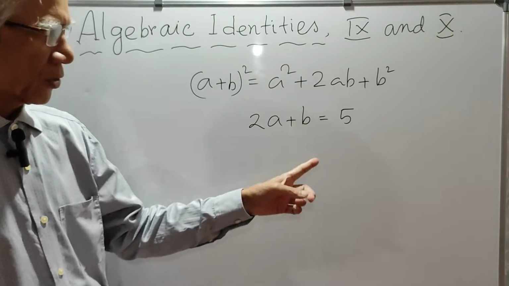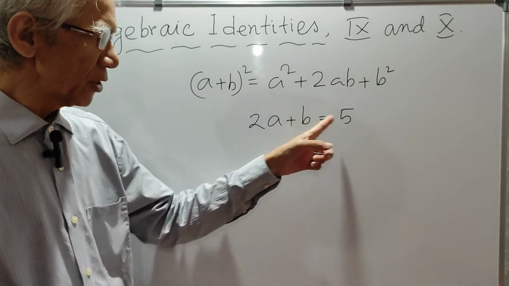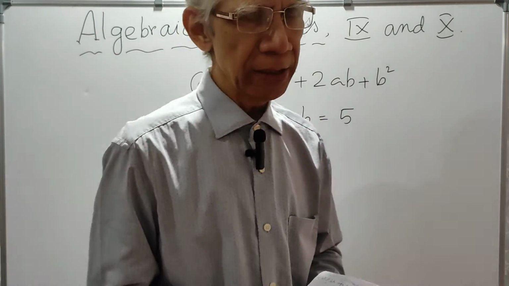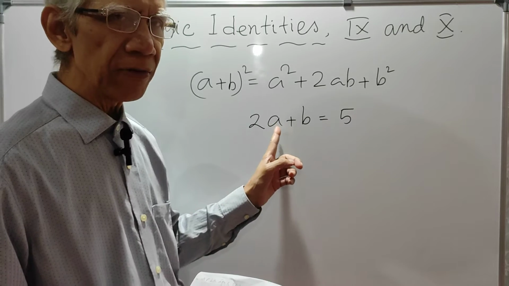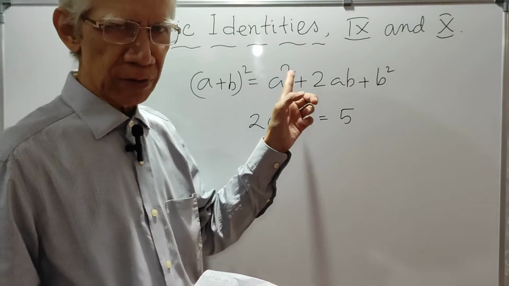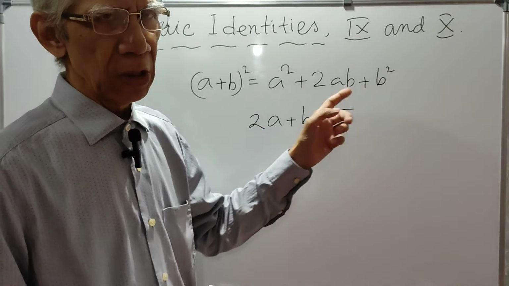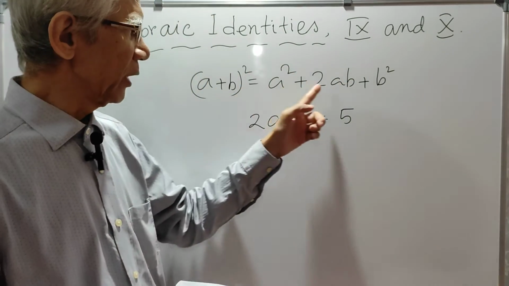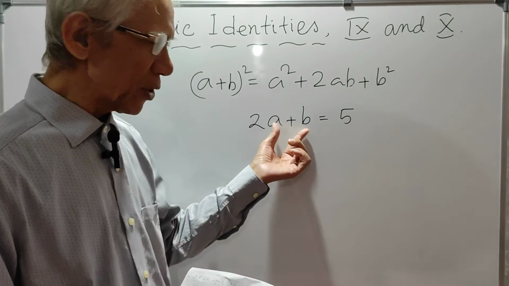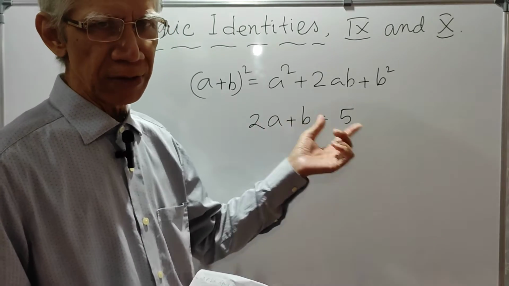Now, both are equations. There is an equal sign. These two statements are equations. But this is an identity, whereas this is only an equation, not an identity. An equation is valid for definite values of the unknown. But an identity holds good for any and every value of the variables. So whatever value you put for a and b, left hand side will be equal to right hand side if it is an identity. But for an equation, you cannot put any and every value for a variable to make left hand side equal to right hand side.